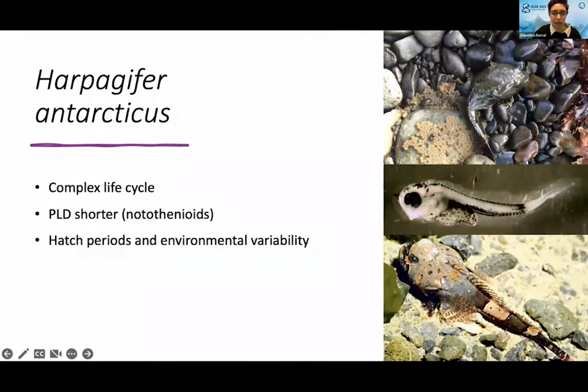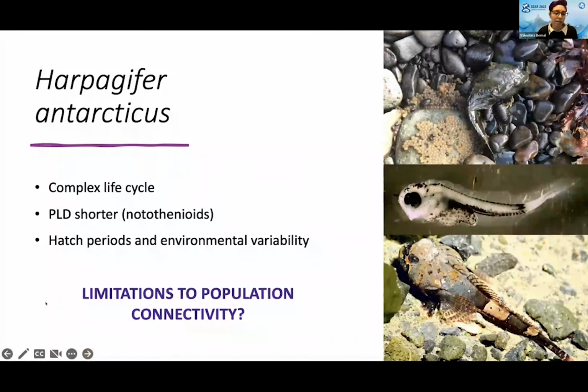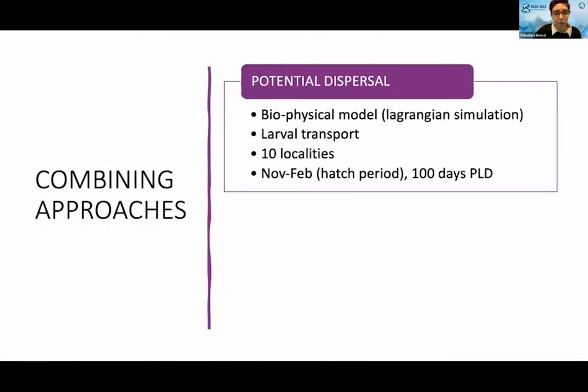it hatches a pelagic larva with a shorter pelagic larval duration compared to other notothenioid fish. For Harpagifer antarcticus, it's about 3 months compared to other species that have 6 months of pelagic larval duration. And it has been described that hatch periods can vary with environmental variability. The hatch periods are not the same depending on different localities. So all of this leads us to question if there are limitations to population connectivity from different localities where Harpagifer antarcticus lives. So we are combining approaches.